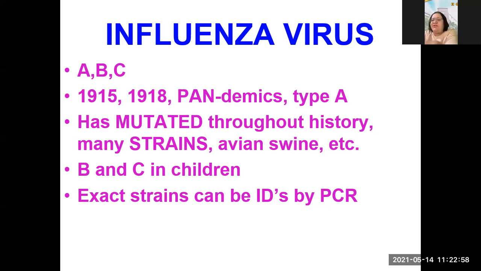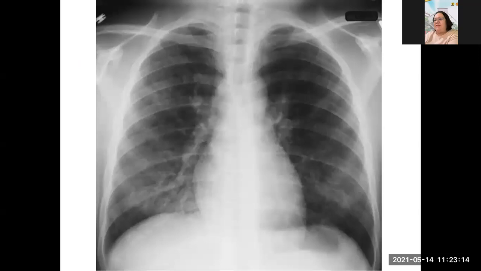There have been many strains like the avian and swine. Type B and type C are commonly seen in children. And the exact strains can be identified by PCR test or polymerase chain reaction test. So I'm showing you an X-ray. And as you can see, there are infiltrates in this area. A little bit here.